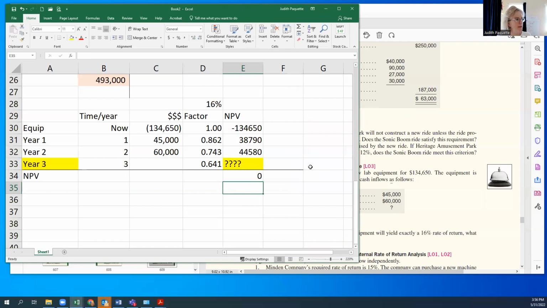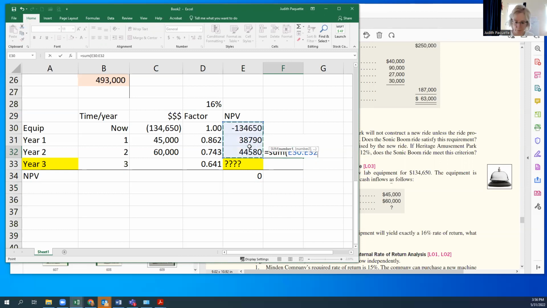So we did a problem like this. Let's just add these 3 numbers up real quick. And we get 51,280 right now. Minus 51,280. So we know if this year 3 number is a positive 51,280, we'll get a present value of exactly 0. So let's just put it in there.